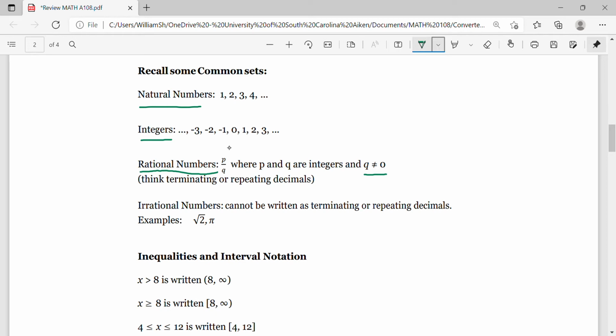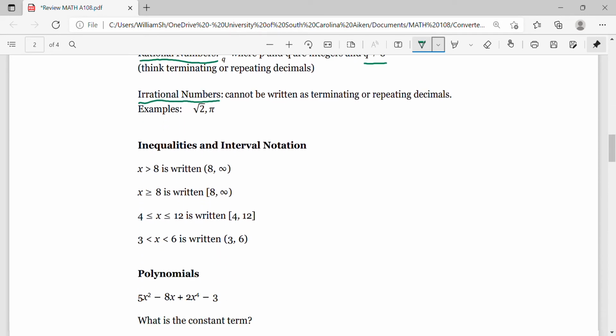Now if we look at irrational numbers here, irrational numbers cannot be written as terminating or repeating decimals. Examples I have here are the square root of 2 or pi. If you know anything about pi, you're still writing digits to pi, right? Pi goes on forever, it doesn't terminate, it doesn't repeat. So these are irrational numbers. If you take the square root of 2, it doesn't terminate, it doesn't repeat, you can't rewrite either of these as a fraction. If you can rewrite it as a fraction, it's a rational number. If you cannot, it's an irrational number.